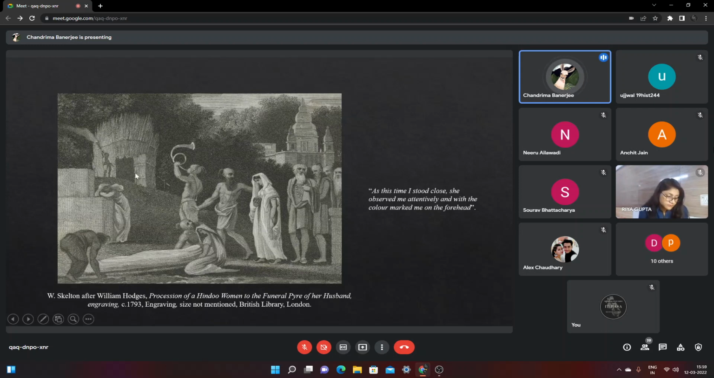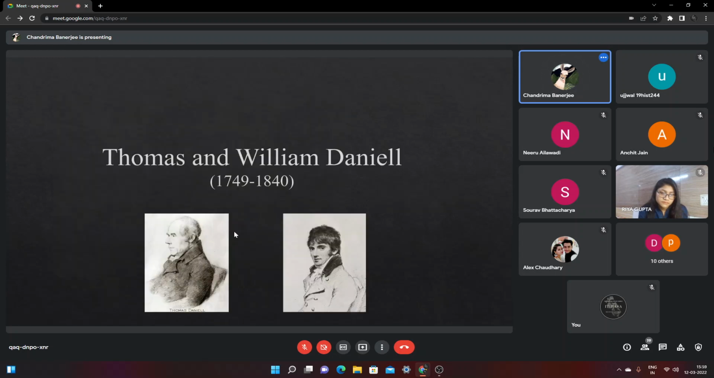So the body is ready to be taken up to the funeral pyre, and the priests are accompanying her and consoling her. So this was that of William Hodges. Next, I'll be progressing to Thomas and William Daniel.